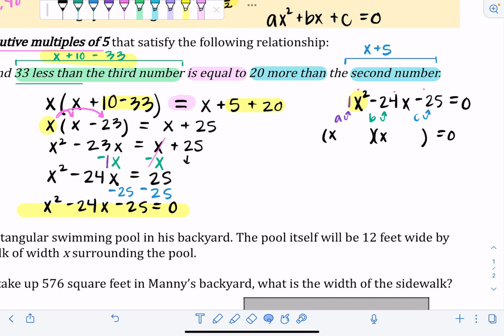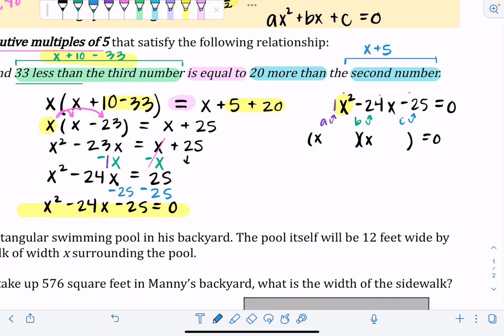Let's see. Trying to make sure I have enough space up here. I don't want it to get too cluttered. Okay, so c is negative 25. B is negative 24. The way that we figure out what fills in the rest of the space is I need numbers that multiply to c and add up to b. So multiply to negative 25 and add up to negative 24.